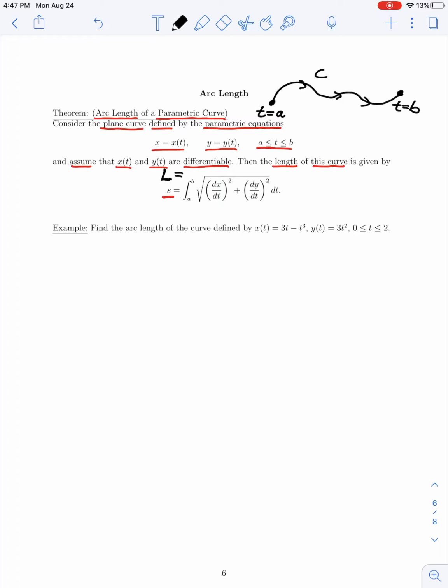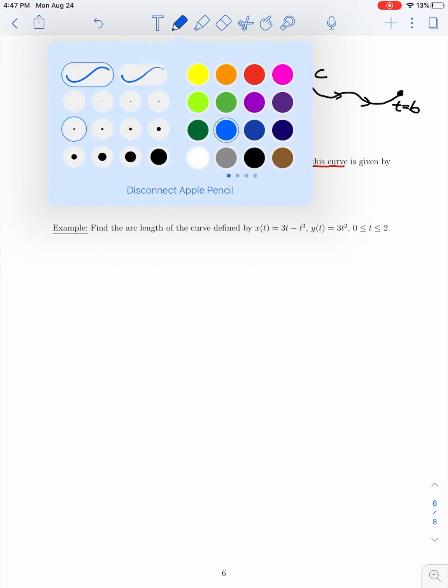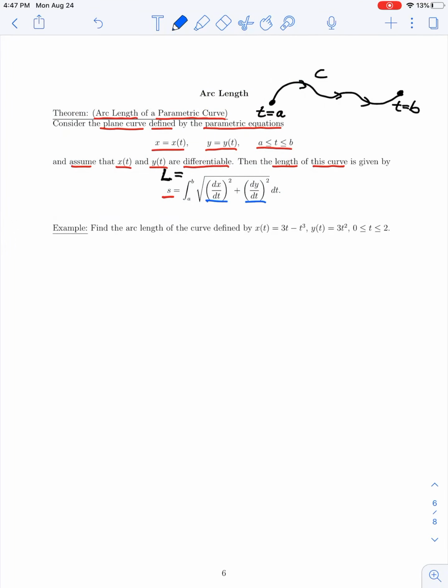So here it's given by the integral from a to b of the square root of the sum of the squares of the derivatives of these equations for x and y. So that is, you find the derivatives of your parametric equations, dx dt and dy dt. You square them and take the sum of those squares, then take the square root of that sum and integrate it over your t interval. And you will have the arc length of this curve.